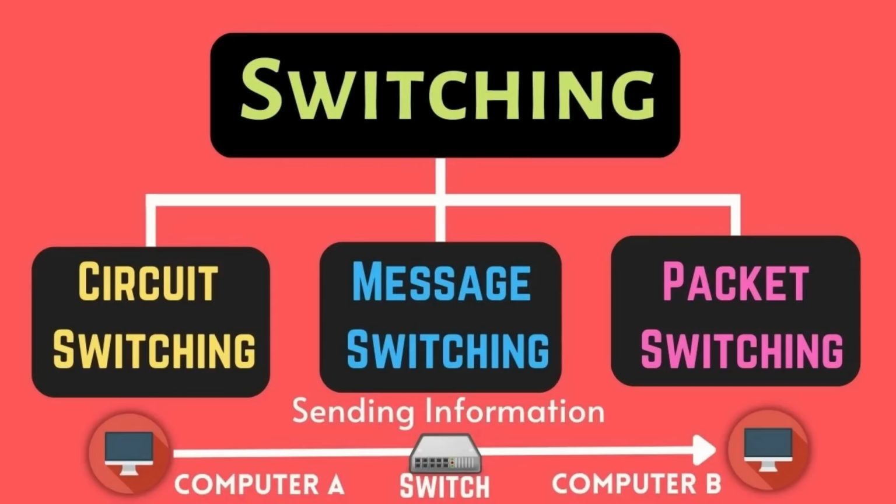Data packet switching: switches use packet switching, where data is broken into small packets and forwarded based on the destination MAC address. Unicast, multicast, broadcast. The switch supports unicast, which is one to one. Multicast is one to many, and broadcast is one to all communication. This is the difference between unicast, multicast, and broadcast.